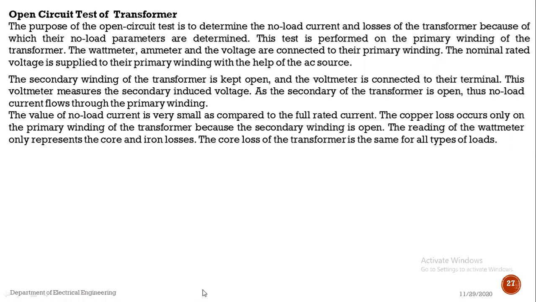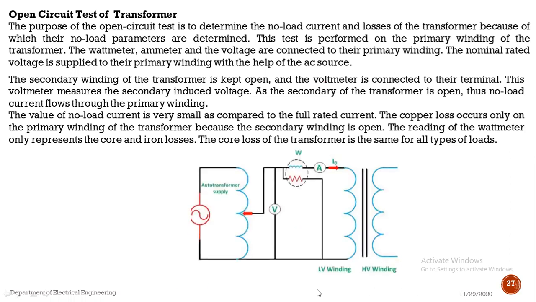And once the core loss is calculated, ज्यावेळेस आपण core loss किंवा iron loss calculate करतोय, then we are able to calculate the efficiency of the transformer. त्याच्यानंतर आपण ट्रान्सफॉर्मर ची efficiency calculate करू शकतो. Okay, now see here, this is the circuit diagram, or connection diagram, for conducting the open circuit test. Open circuit test conduct करण्यासाठीची circuit diagram आहे.